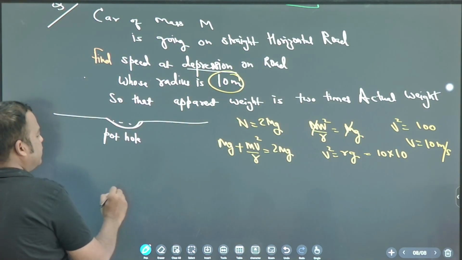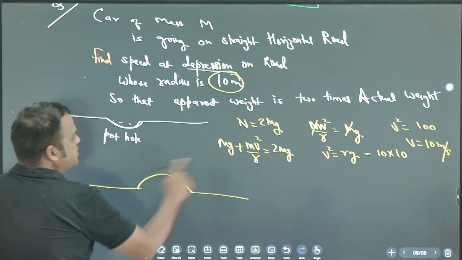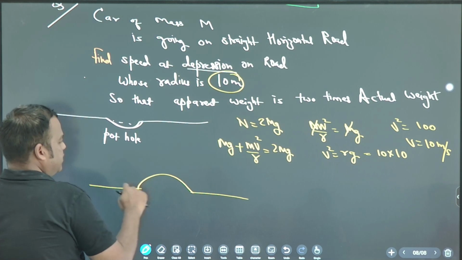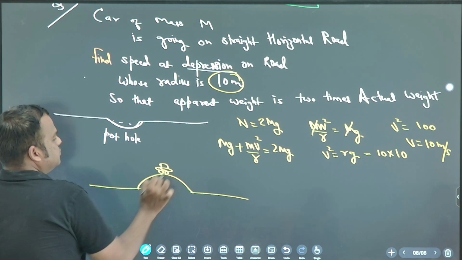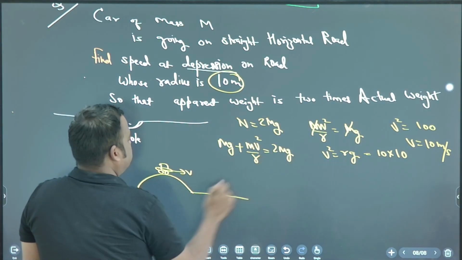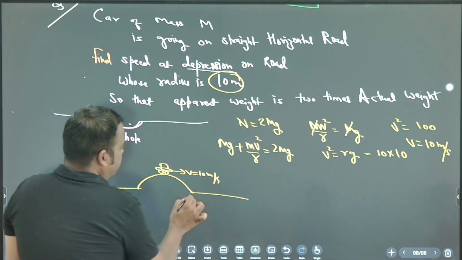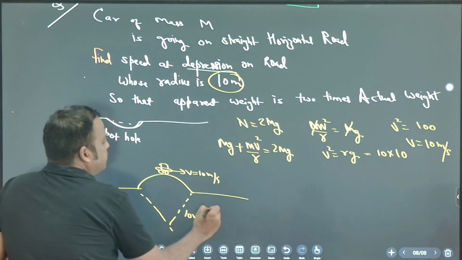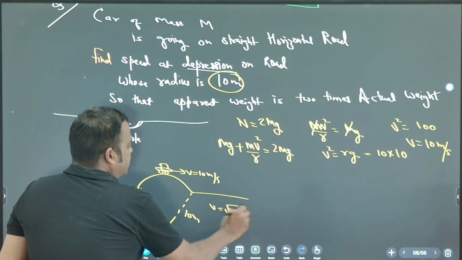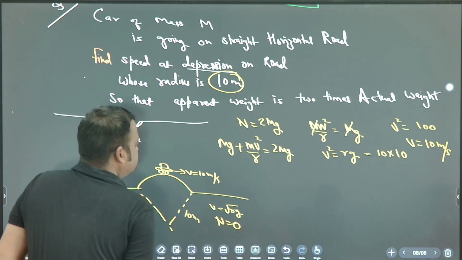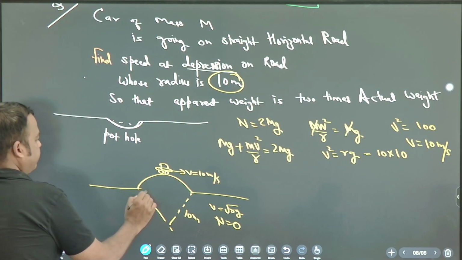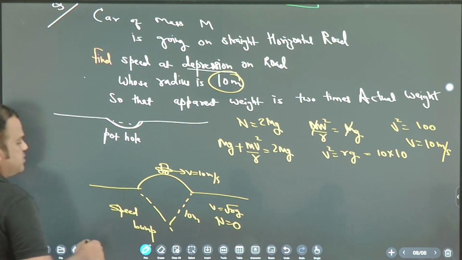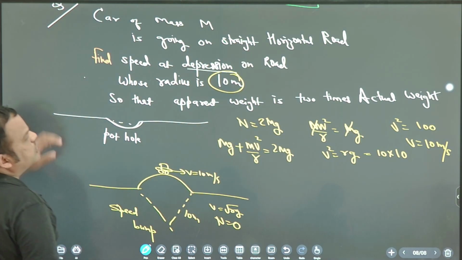If the same car is going on a speed bump with the same speed, then what is the apparent weight? In case of a speed breaker, with the same speed of 10 meter per second and radius also 10 meter, it is weightlessness. If v is equal to square root of rg, normal value will be 0. Speed bump. Okay, clear?